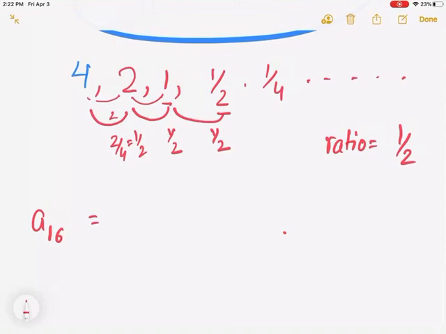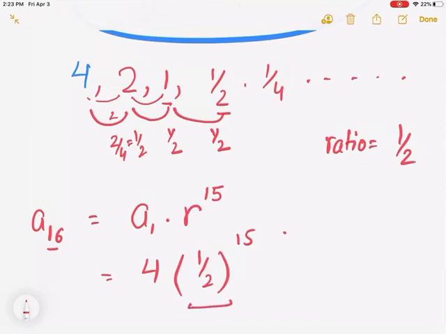I hope you remember the explicit rule is the first term and ratio, and since I'm solving for the 16th term, I need 15 ratios there. Now the rest is just plugging everything in. So a1 is 4. The ratio would be 1/2 to the 15th power. So watch out for plugging it in. First, you cannot multiply by 4. You got to deal with the parentheses first. So 1/2 to the 15th power.